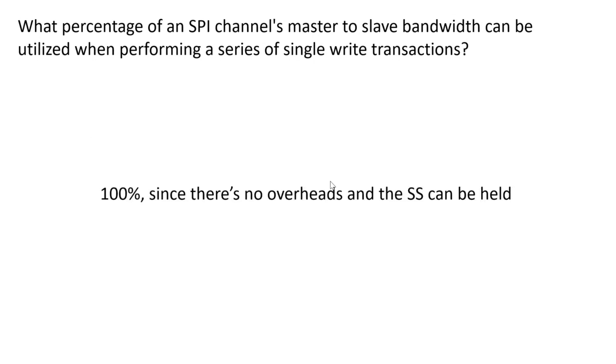What percentage of an SPI channel's master to slave bandwidth can be utilized when performing a series of single write transactions? It's 100% because in SPI there's no overhead. There's no start and stop bits, no parity bits. The transactions are controlled by the slave select and the clock, so in theory the master could just hold the slave select down.